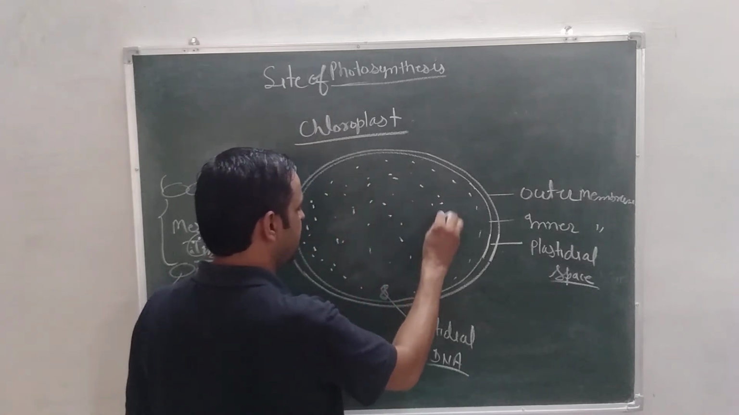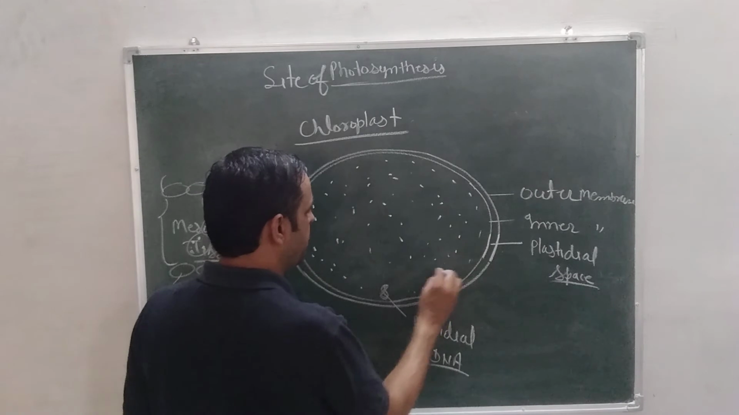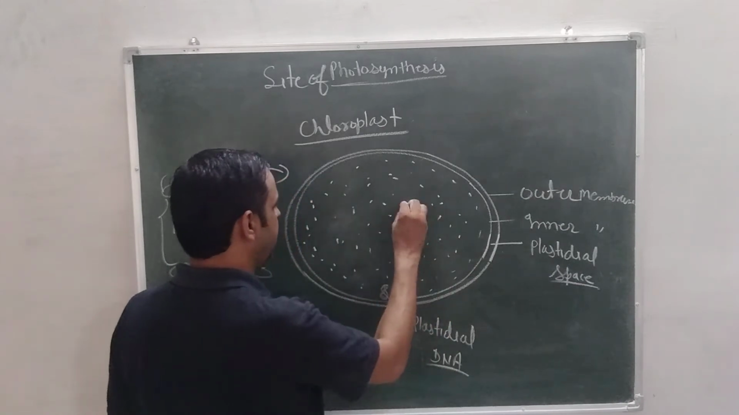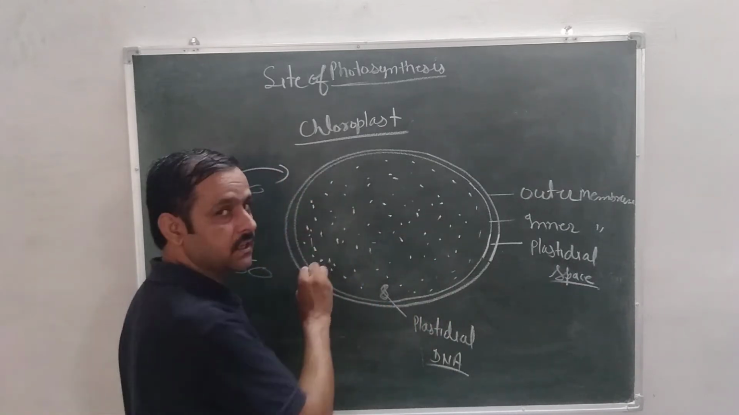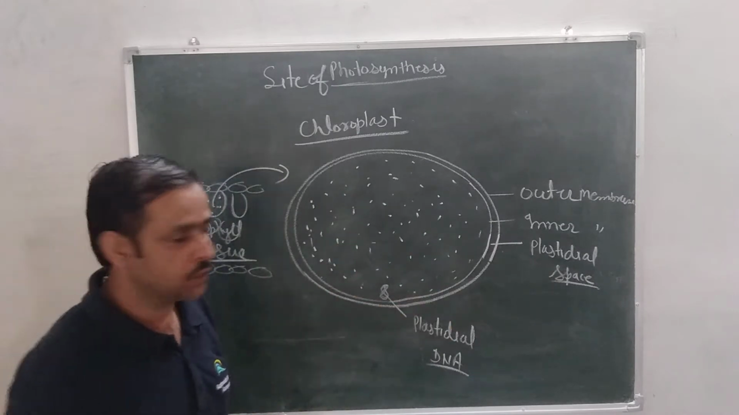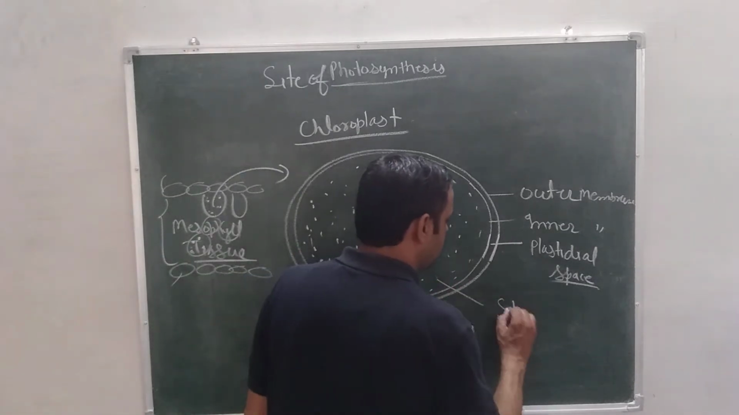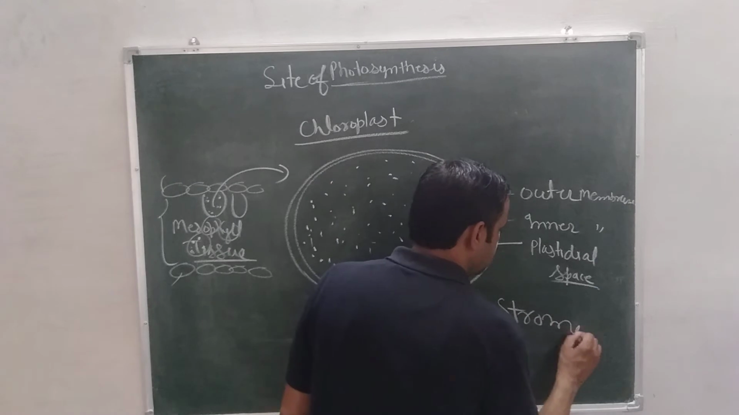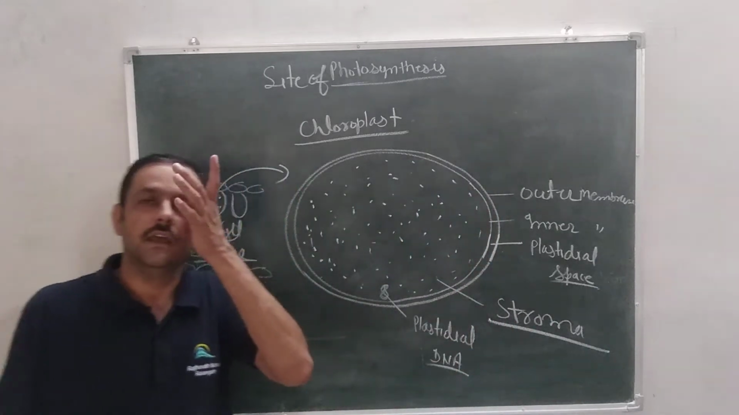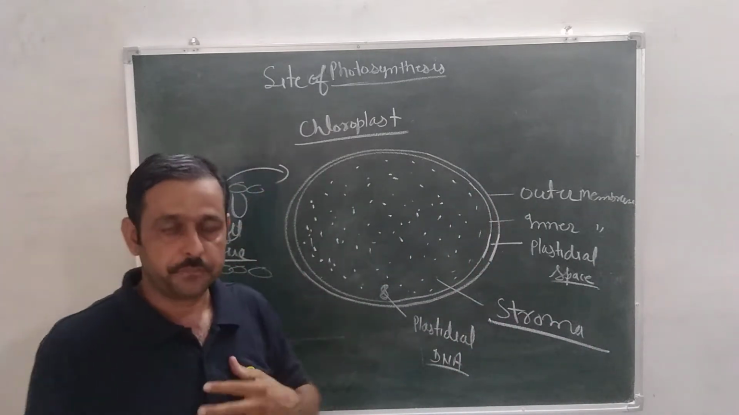Remember students, there are two reactions of photosynthesis, light reaction and dark reaction, and the dark reaction of photosynthesis happens in stroma.